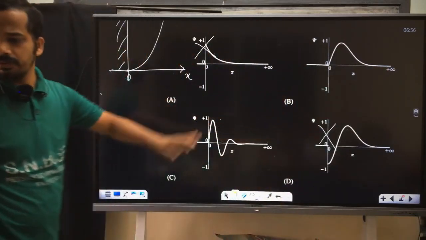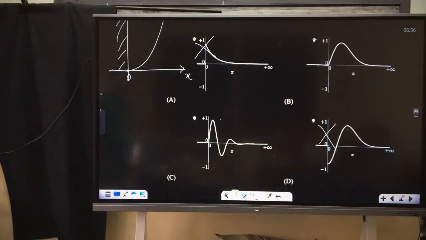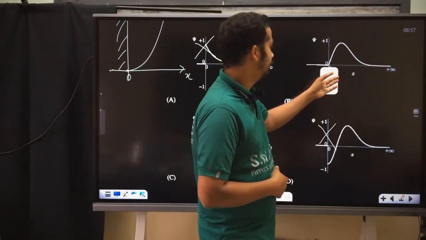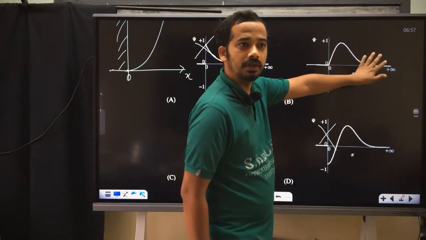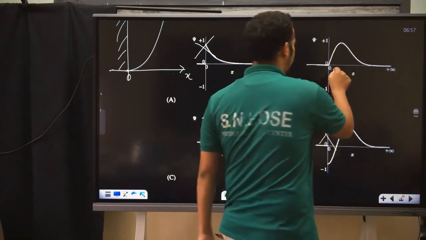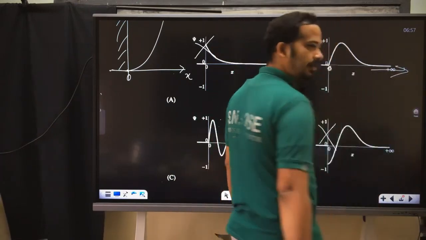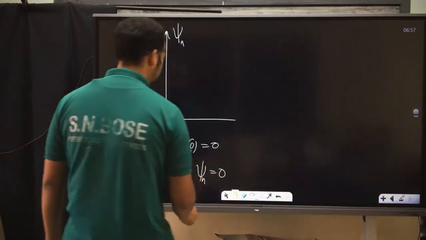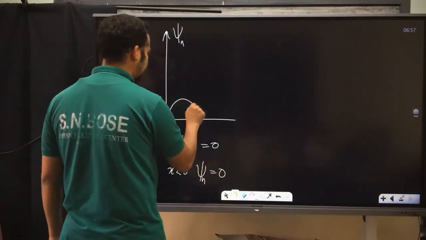Any question on this one? Speak up. Anyone on Google Meet? No, that's a good idea. Am I right? This is the ground state. The ground state has no node. Am I right? 0 to infinity is your region of interest. No node, you can say like that. Let me draw the ground state. The ground state is like this.